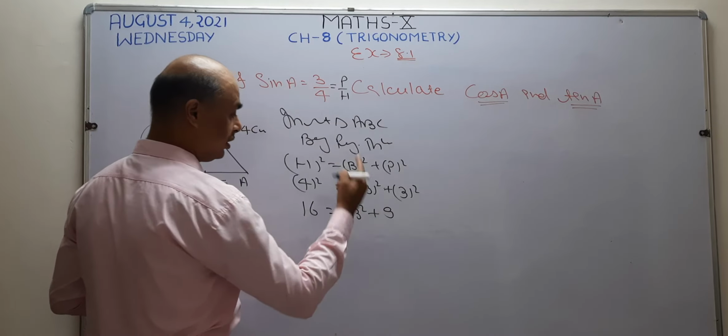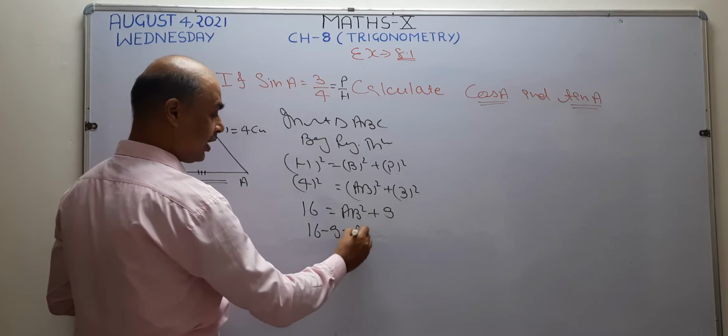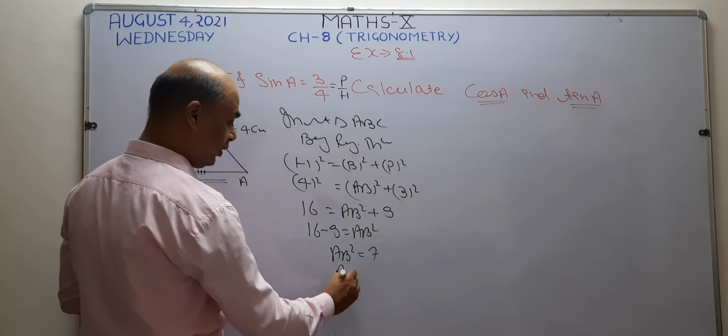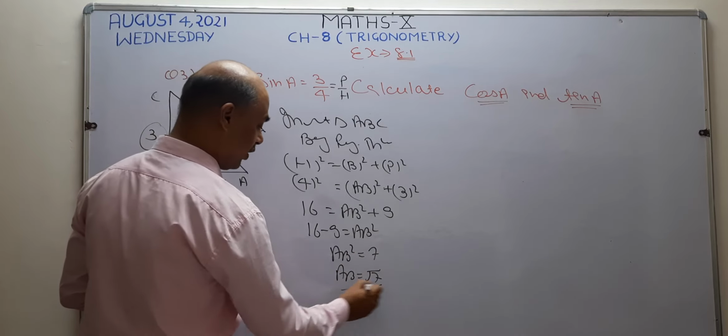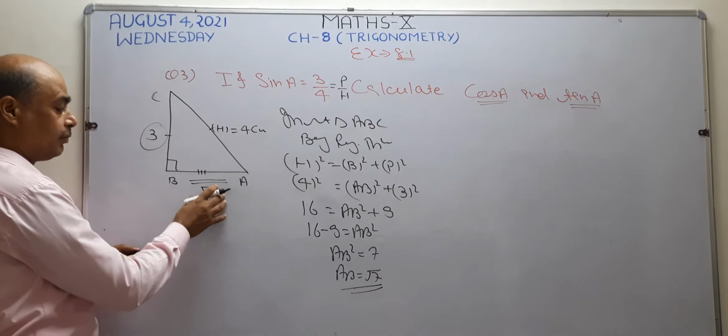Square of 3 is 9. I take this 9 from right to left, so this becomes positive to negative. I write here 16 minus 9 equals AB square. Now 16 minus 9, how much? You know, 7. When I remove this square, this is going to be the square root of 7. So the value of AB becomes root 7. So the base of this triangle becomes root 7.